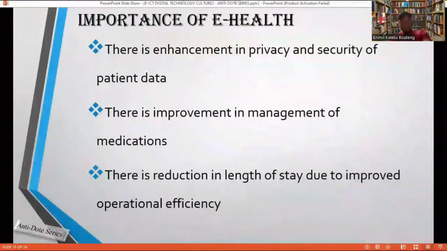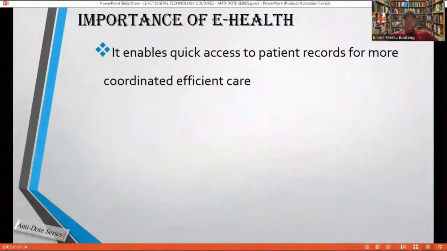And this can happen within some seconds, as against combing through tall folders and locating a particular person. It enables quick access to patient records for more coordinated and efficient care. And yes, this is important.